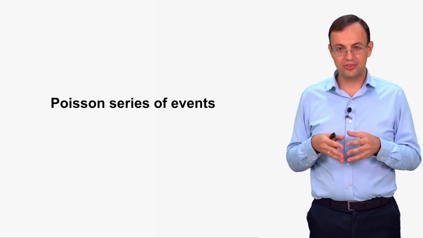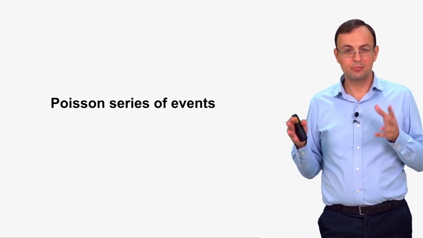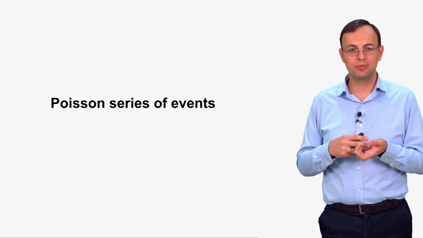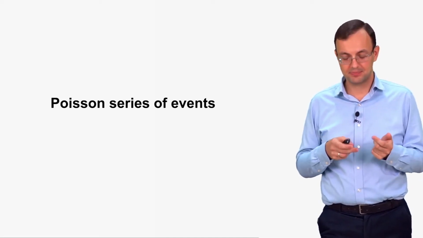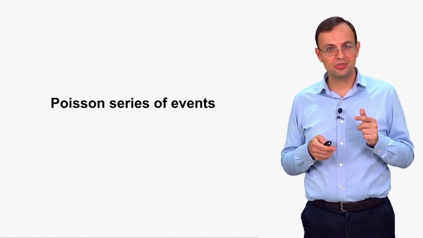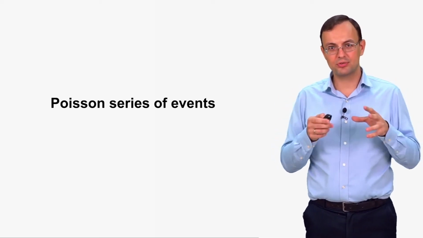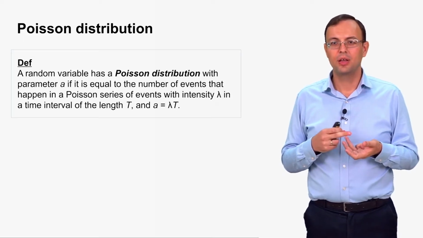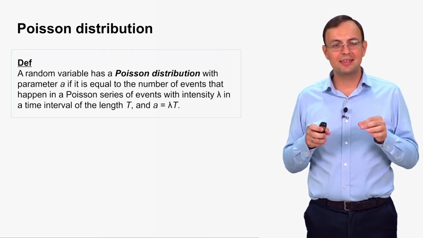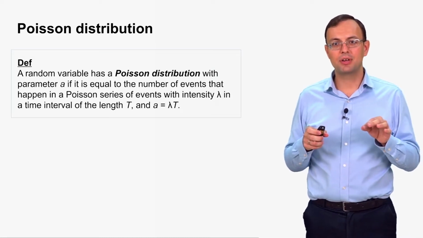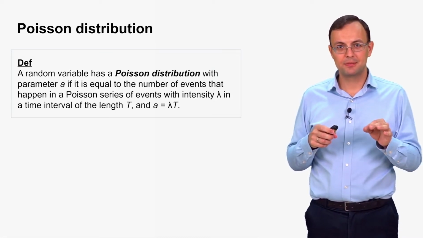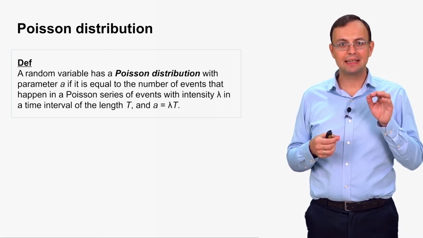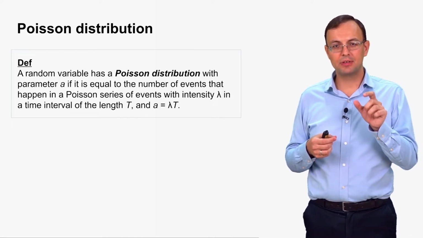So this mathematical model is used to describe, to model, for mathematical modeling, for computer modeling of queuing systems. And there are two distributions based on this concept of Poisson series of events. The first one is Poisson distribution. This is a distribution of a random number of events from a Poisson series of events that happen in a time interval of a given length.